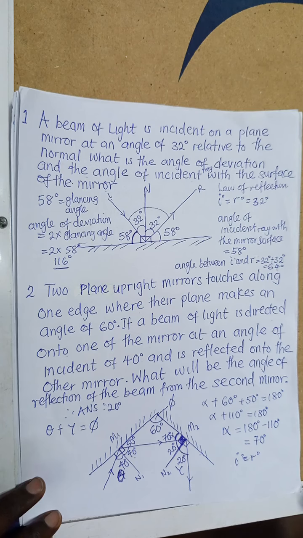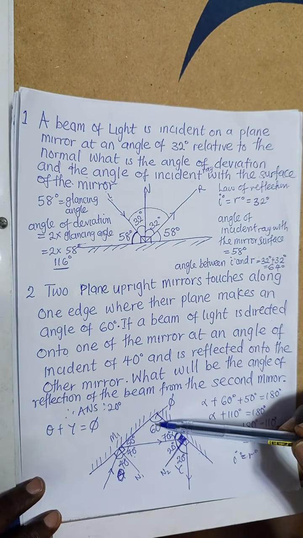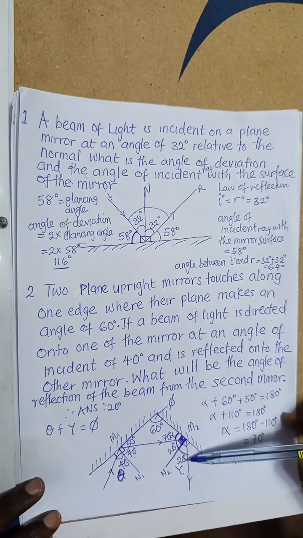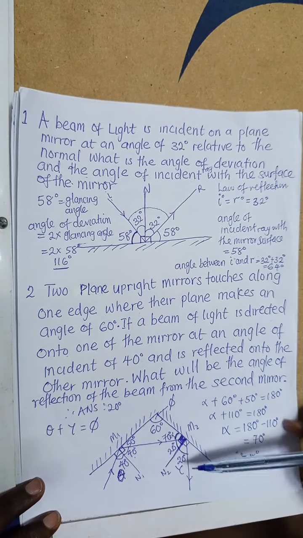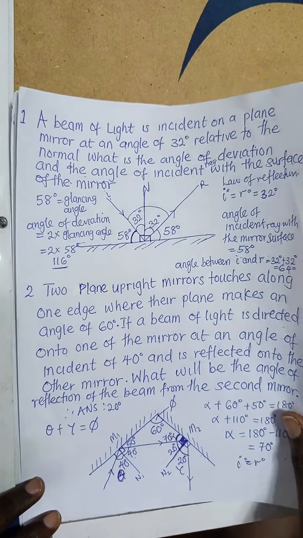So instead of me wasting my time doing all this, what I will advise you to do is just to remove the 40 from 60. 60 minus 40 equals what? 20 degrees. You just get your answer straight up. So please take note of that. That is number 2.